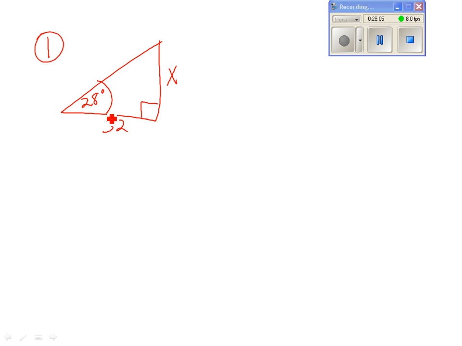What's the first thing I do? Label it. We're going to deal with this angle. What's that side going to be labeled? Opposite. Side across from the right angle, hypotenuse. The other side, adjacent. So that's the first thing. Second thing you do is set up your equation. We have to decide which trig ratio we're using. Which sides do we care about?